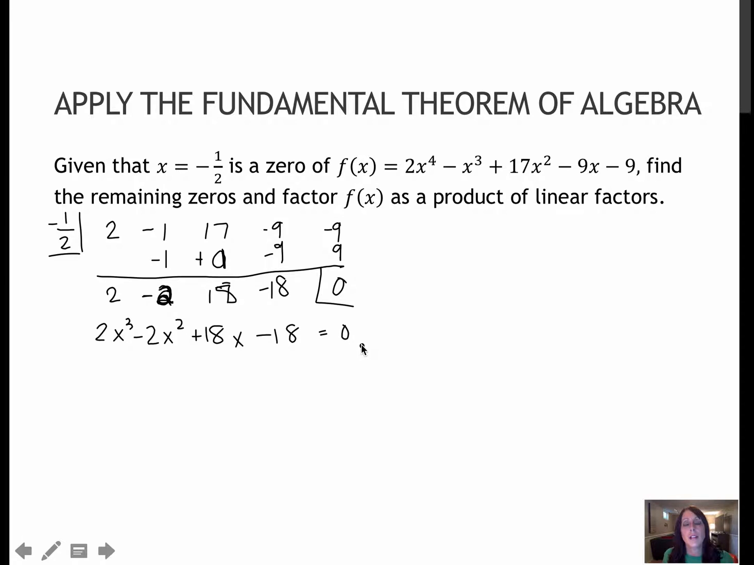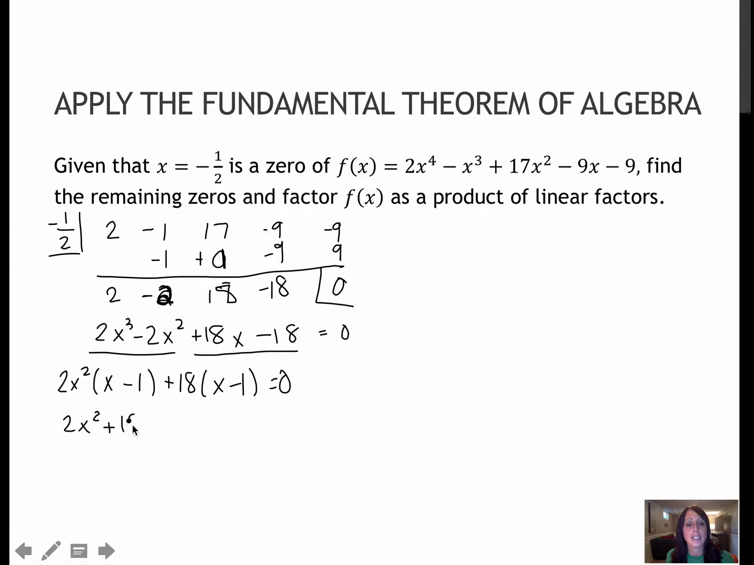From here, I might have to use my PQ thing, so I would take numbers that multiplied to 18 and numbers that multiplied to 2, but I see that I only have 4 terms here, and it looks like they're going to factor by grouping, which makes me very happy because it's going to be way easier. So factoring by grouping would give me 2x squared and then x minus 1, and would give me 18 and then x minus 1, which means I have 2x squared plus 18, x minus 1.